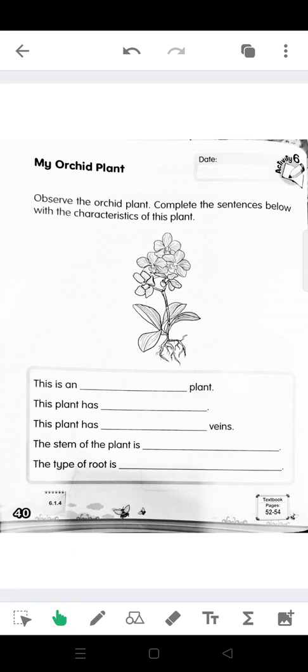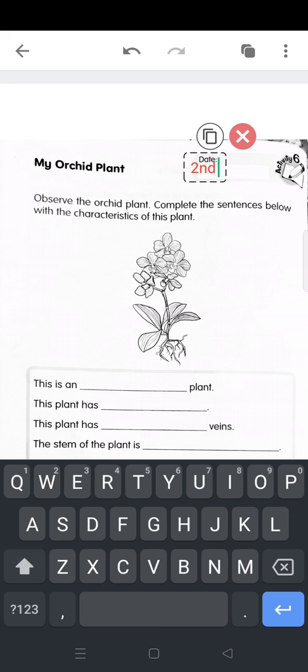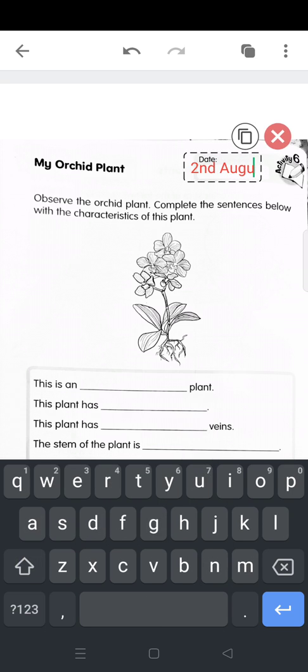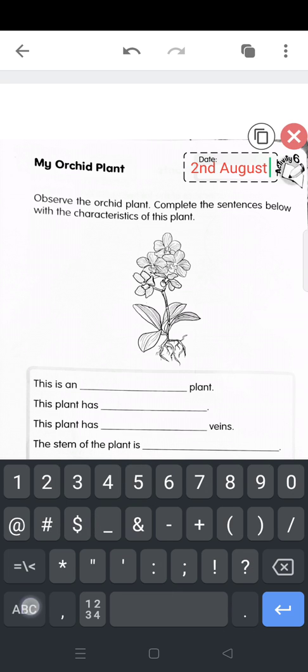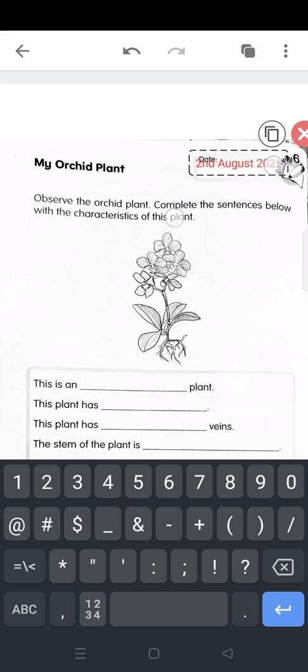Okay, let's start with the date. Today is 2nd of August. A-U-G-U-S-T. August 2021.